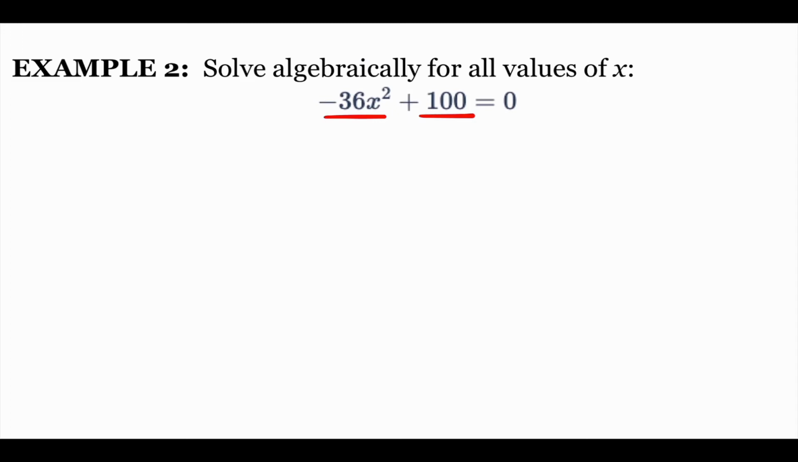2 goes into both of them. I think there's a bigger number. 4. I think 4 is the highest. Okay. So I'm going to divide by 4. But I also need the first term, instead of negative 36, I want it to be a positive number. So I'm going to divide by negative 4. That's going to be my GCF.